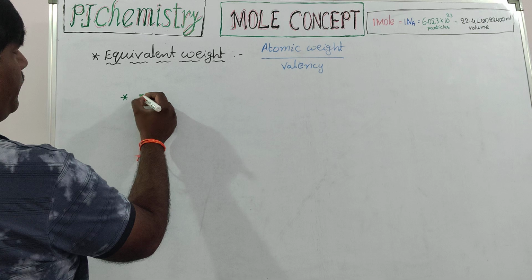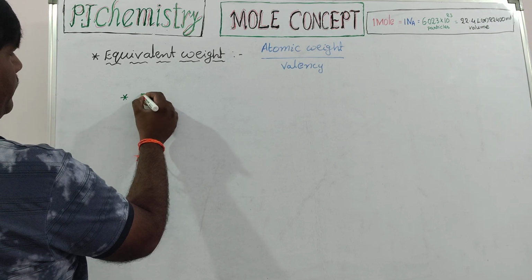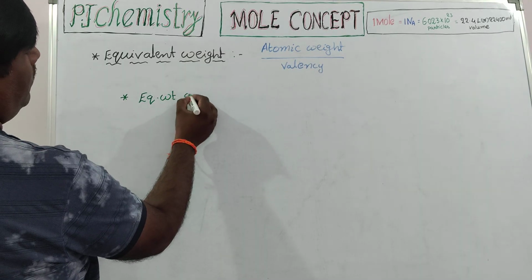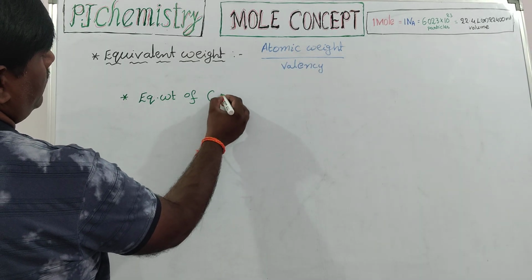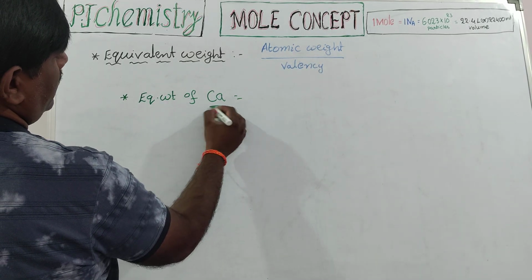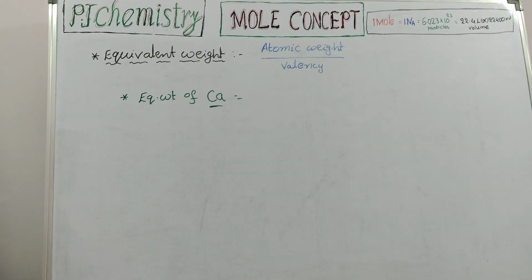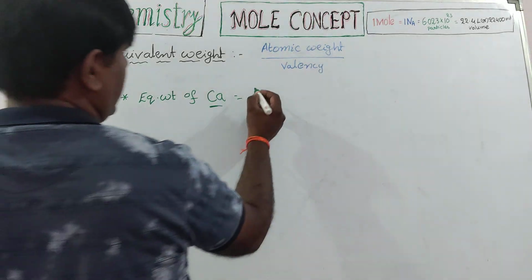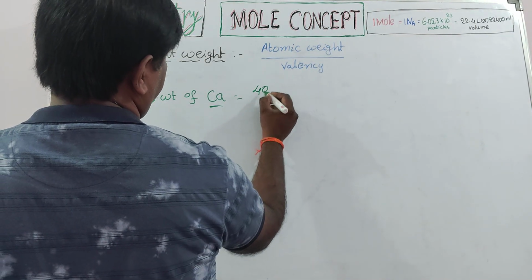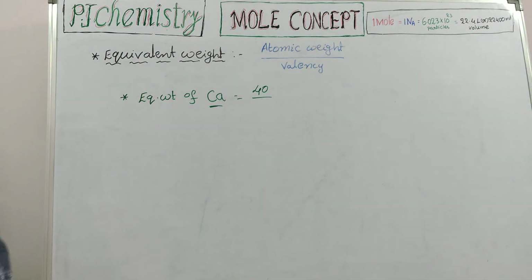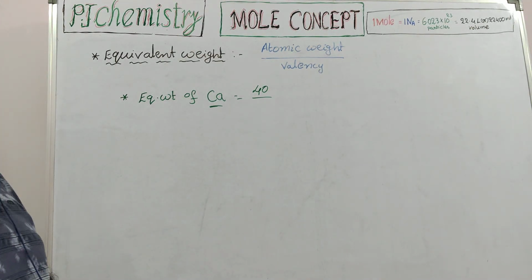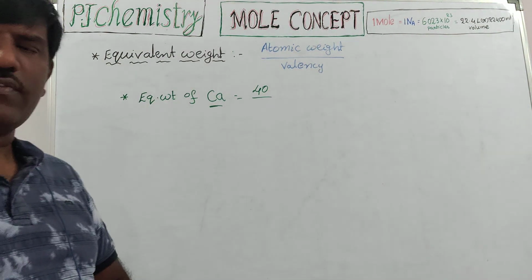What is the equivalent weight of calcium? Equivalent weight of calcium I want. Immediately, what is the mass number for calcium? Atomic mass of calcium is 40, divided by calcium valency. If you observe our short videos, every basic piece of information is given through the short videos. So how to find out valency and all.